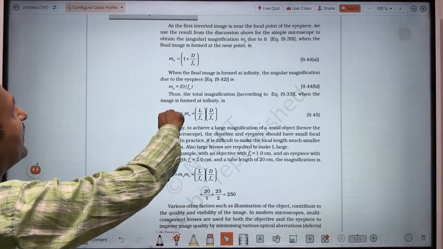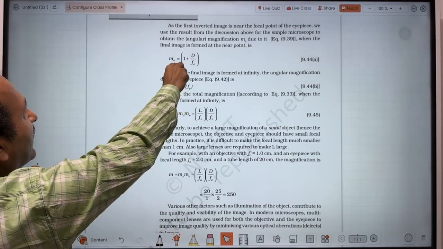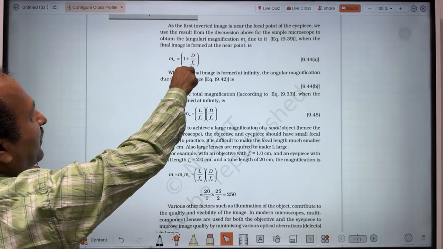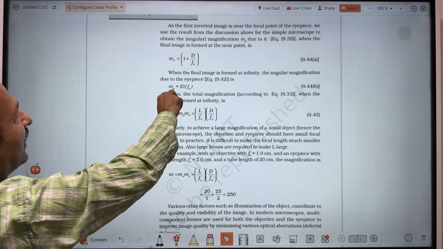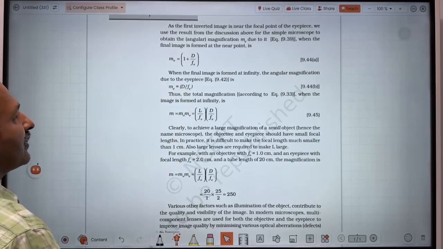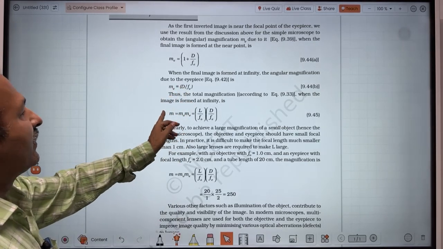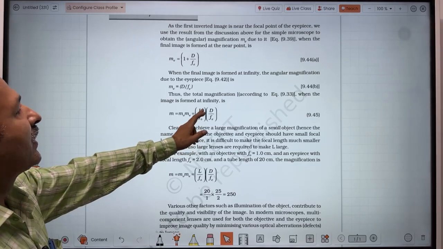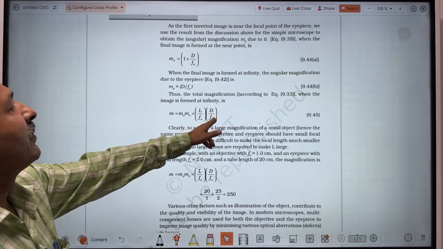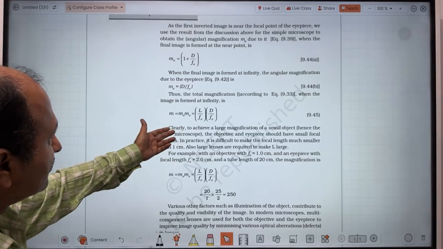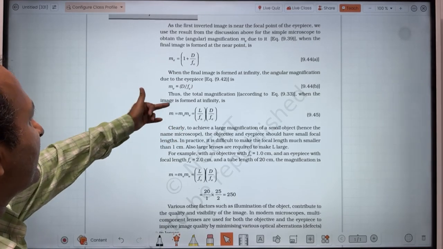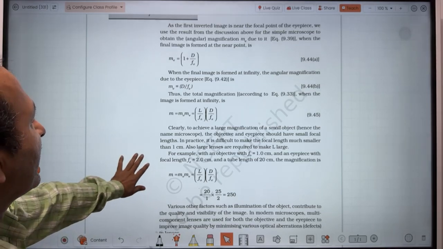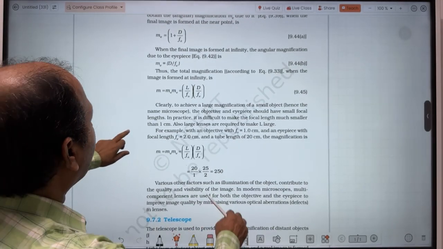So here two relations are possible. First we will write this thing, M(e) will be 1 plus D upon f(e), and in the second case we will take M equal to D upon f(e), right? So two relations are possible. One will be M equal to M(o) into M(e), which will be L upon f(o) times 1 plus D upon f(e), and in the second case, when the final image is formed at infinity, then this will be the result, right? So here one example is given that you can read.